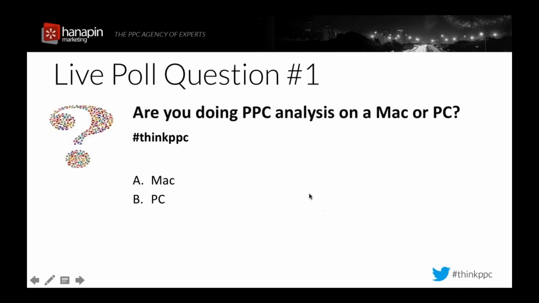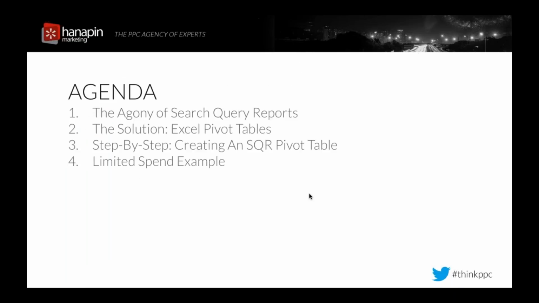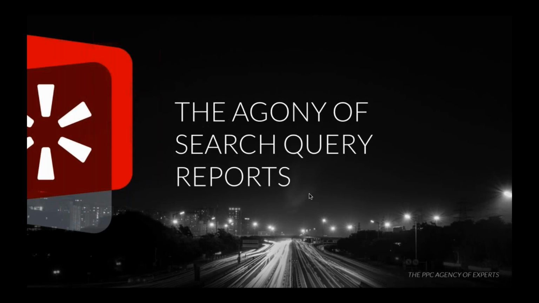Awesome. Thanks, Jamie. We'll just go ahead and jump into the agenda for today. So I'll briefly tell you how I came about this pivot table process for my search query reports, and then we'll get into some step-by-step solutions for your SQRs, along with an example of keyword expansion versus an example of limited spend, and how you would adjust your pivot table to give you that information.